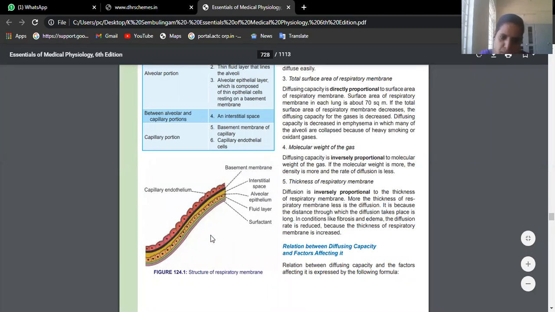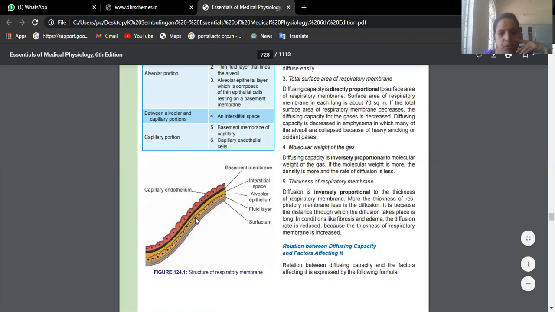Now, when you see the alveolus, the internal lining of the alveolus is surfactant, which prevents the collapse of the alveoli, the collapse of the lung. Very good. This is the surfactant lining. Below the surfactant lining you are finding this green line. Violet is surfactant. Below surfactant is the fluid layer. Below this, we have alveolar epithelial cells. This is simple squamous type of epithelium.